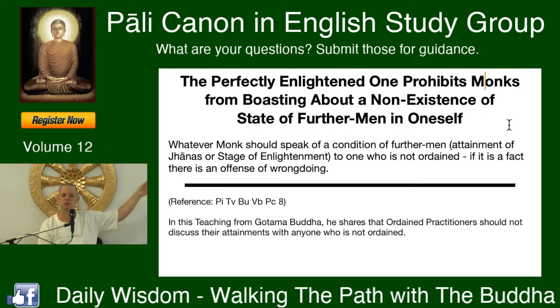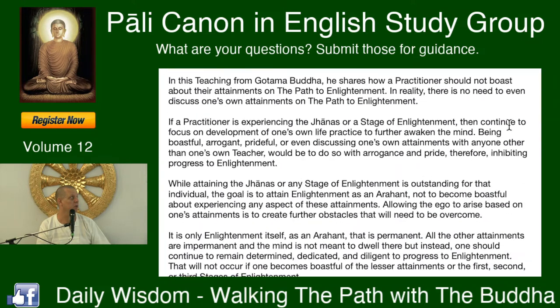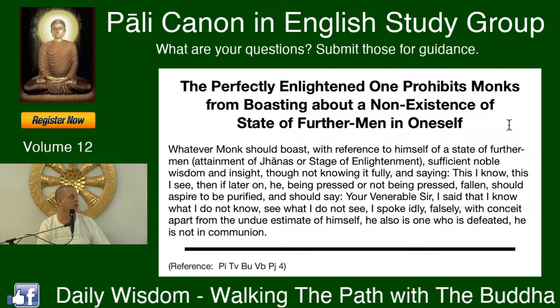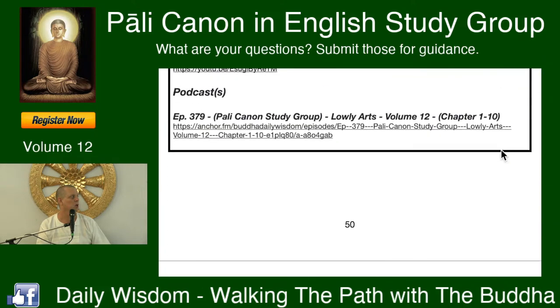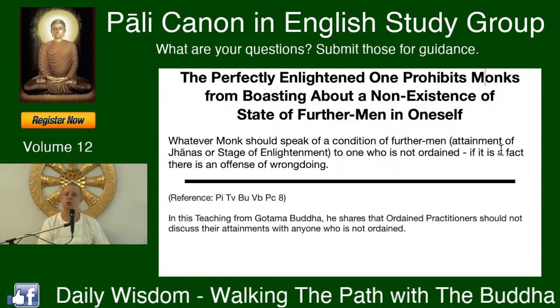The teaching prior to this, chapter 10, which we did last week, is where the Buddha is talking to household practitioners, all the students, and saying it's unwise to share your attainments. Ordained practitioners talk amongst themselves about their attainments because they're supporting each other in their journey to enlightenment. As a household practitioner, which is what the Buddha also taught in this previous chapter back here, he's not addressing the ordained practitioner specifically, he's addressing all students, describing that it's unwise to talk about your attainments.